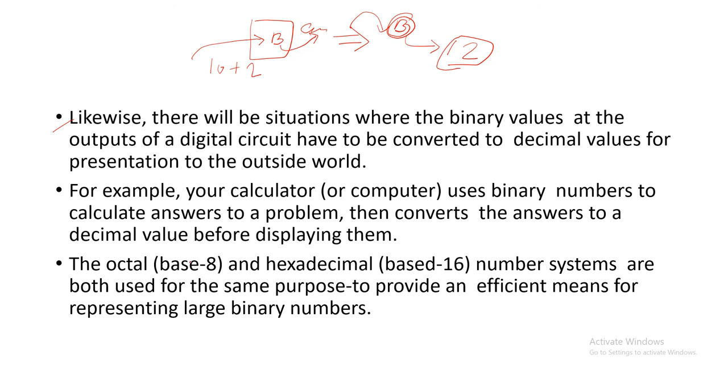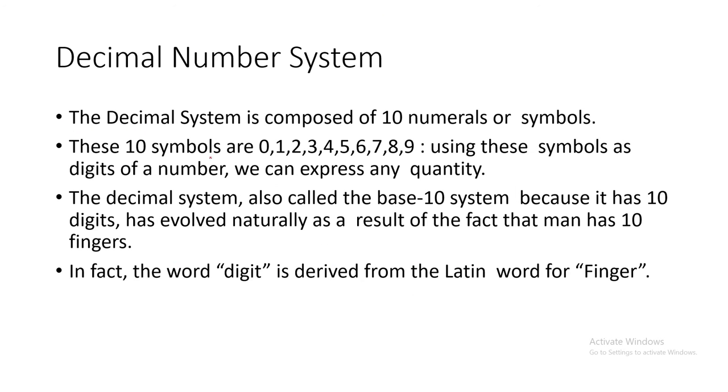So in short, these two number systems, octal as well as hexadecimal, provide an efficient means for representing large binary numbers by compressing them. Octal will compress three binary bits into one octal digit, and hexadecimal will compress four binary bits into one hexadecimal digit. Okay, now let's start with the first number system, which is the decimal number system.